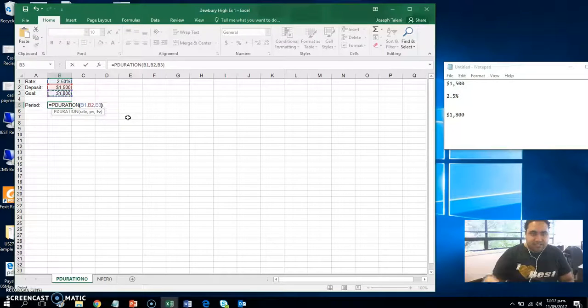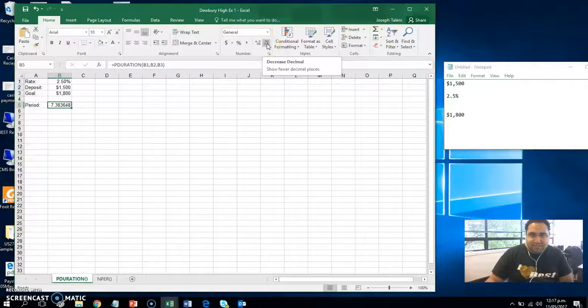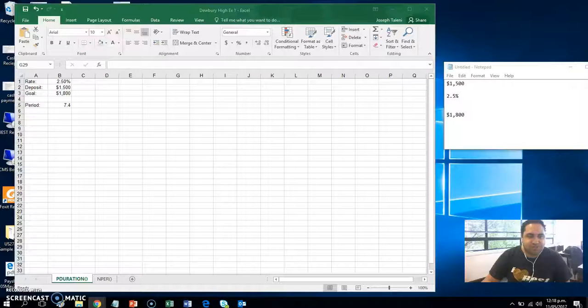Now, in order to get $1,800, this is telling us that they'll have to wait 7 point something years. I'm just going to move the decimal places. So it's almost 7.5 years, about 7.4 years. They'll need to leave that $1,500 in to get $1,800 back. So that's how you would use your PDURATION.